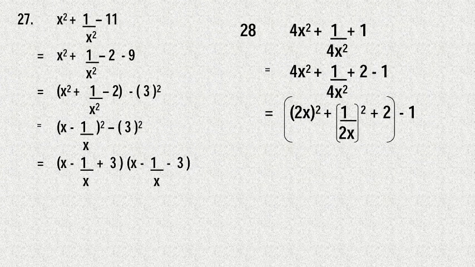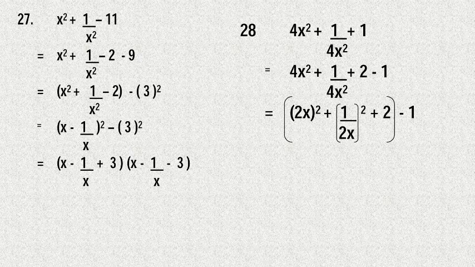Question number 27. x square plus 1 by x square minus 11. Again, here we have three terms. It is familiar to us, the identity x plus 1 by x whole square and x minus 1 by x whole square. So keeping those two identities in mind, I have expanded minus 11 as minus 2 minus 9. We are not going to add or subtract anything. The value of minus 11 is expressed as minus 2 minus 9. That is once again called adjustment. The reason is to bring the given question into the standard form like an identity.